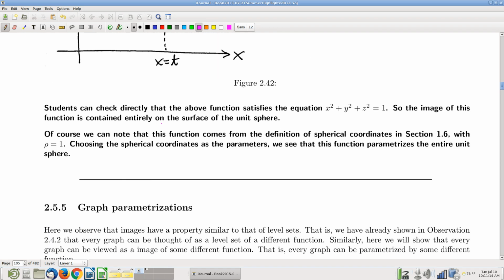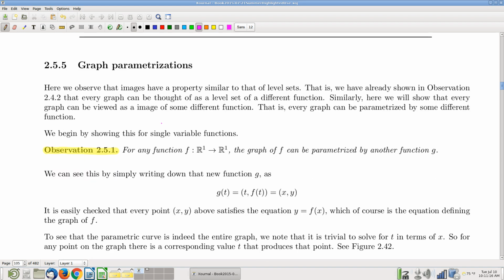Okay, so now I want to go the other direction. We've been talking about, here's a function, how can I figure out what the image is? Now I want to say, suppose I have a curve that is thought of in some way. Maybe I have an equation for it. Maybe I understand it in some other way. Suppose I have a curve. How do I find the parameterization? How do I find a function whose image is that curve?